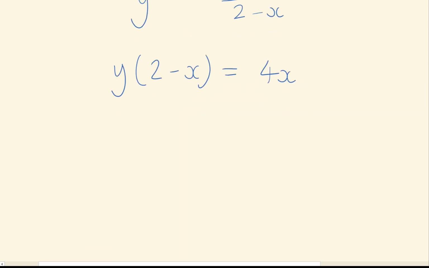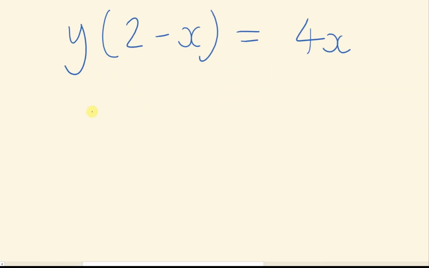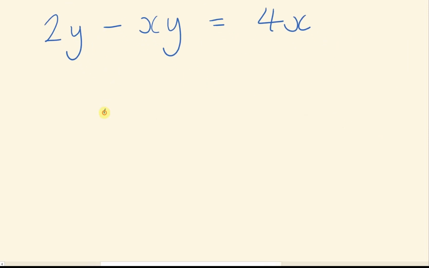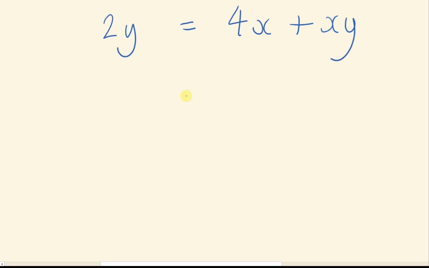Next step is going to be to expand out that bracket. So we've now got 2y minus xy, and that equals 4x. We then want to get all my x's on one side. For this question, it's going to be slightly easier if I get all my x's on the right hand side. I'm going to keep them all as positive. Again, you get the same answer both ways. It's just slightly easier to always work in positives when you can.